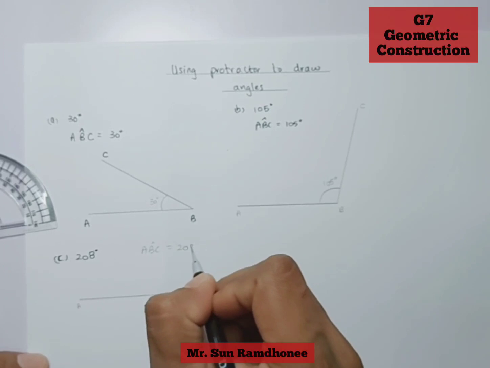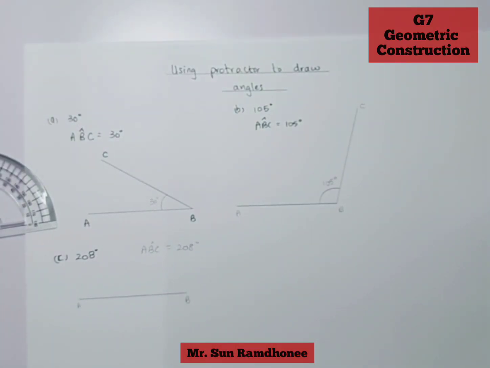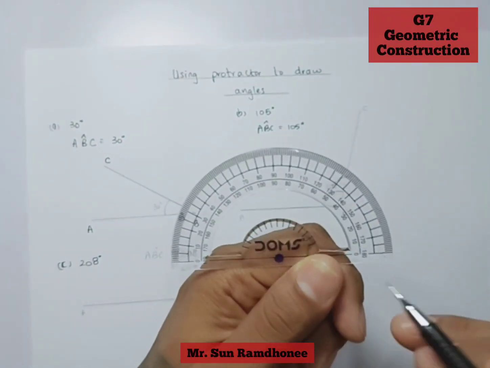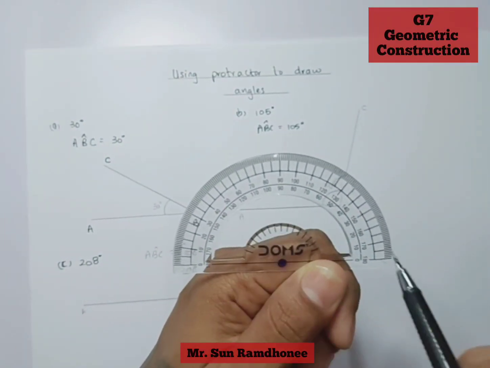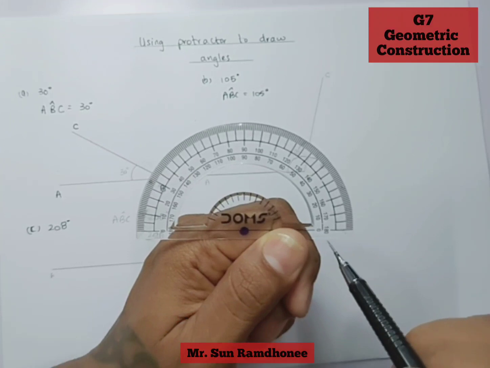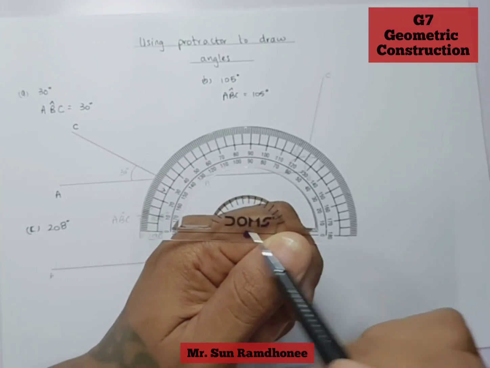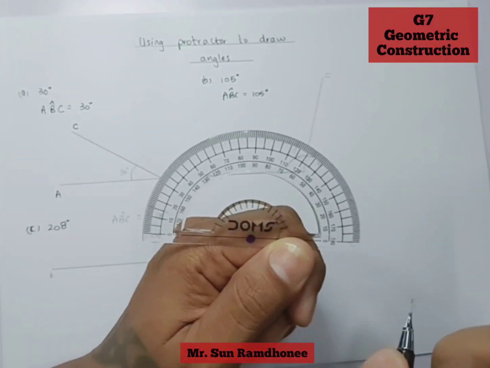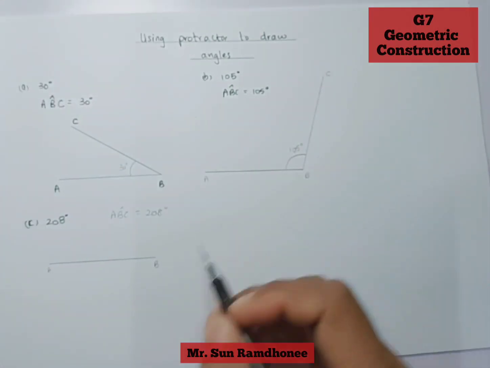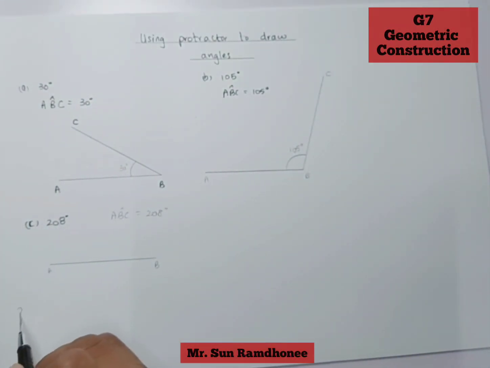Is equal to 208 degrees. Our protractor can measure up to 180 degrees, and here we have 208 degrees, which means that when we subtract 180 from 208, we are going to obtain 28 degrees.